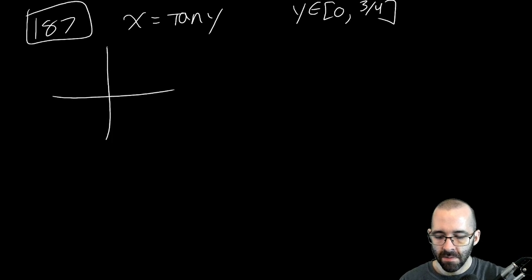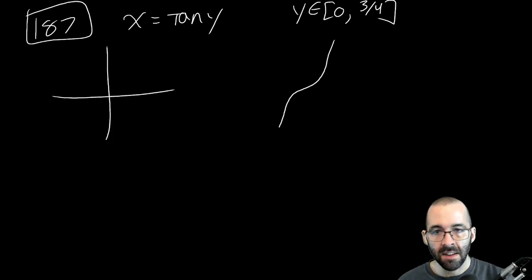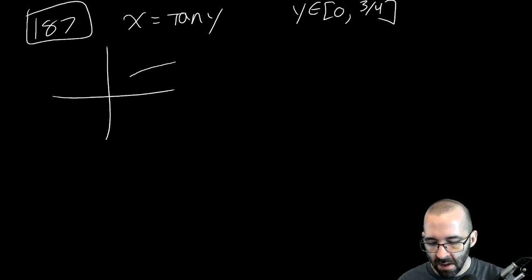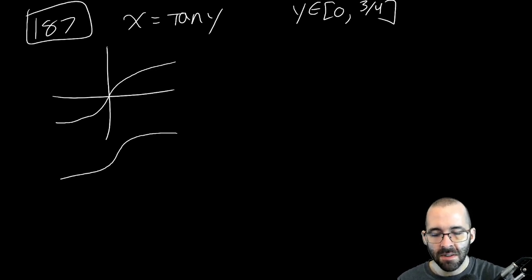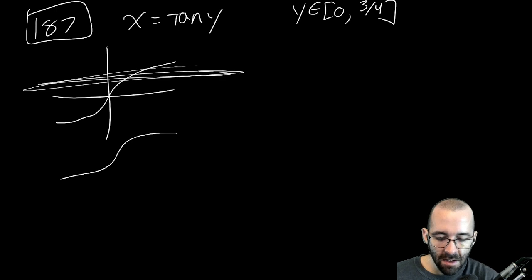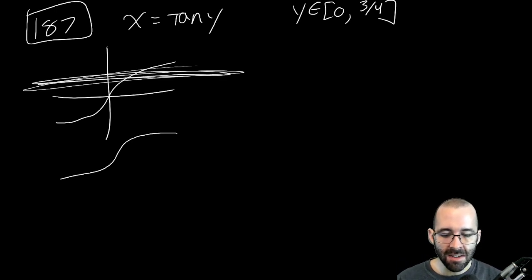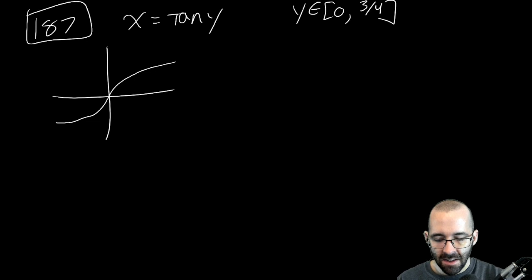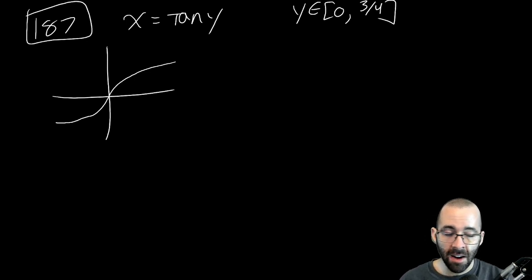We can draw this by hand. Remember, tangent looks like this, and it repeats forever. So this is going to be x equals tangent of y. That'll look like this. And again, it repeats forever, to the top and the bottom. I'm not going to draw the other ones. And remember, this is not a function of x. It fails the vertical line test, but it is a function of y, because each y value only has a single x. So we'll just write this as this. And on this domain, this is the same thing as arctangent.